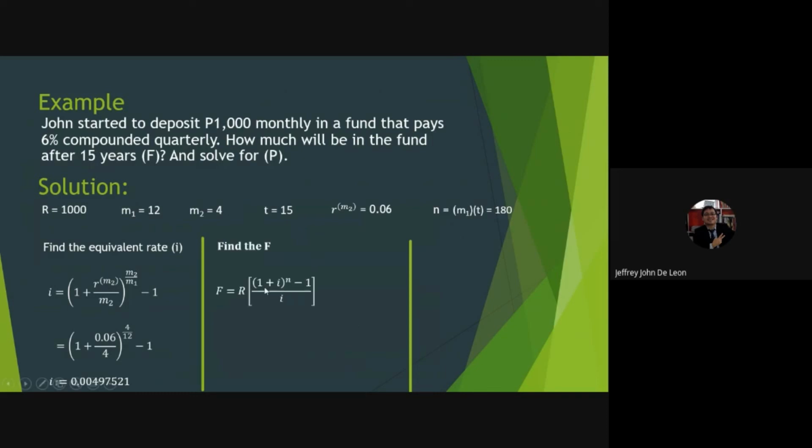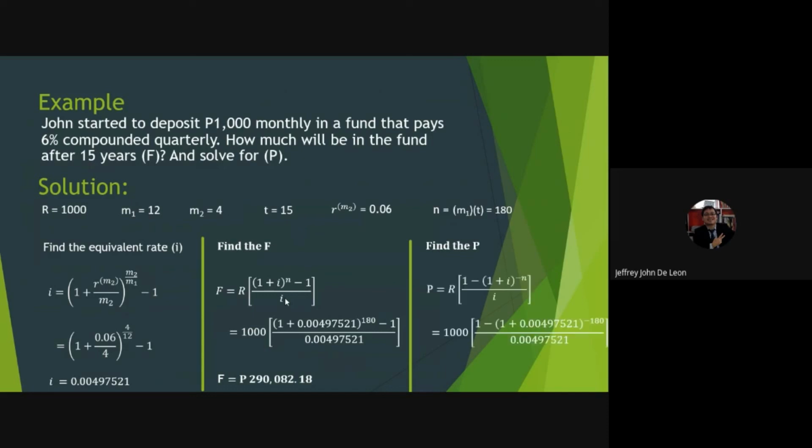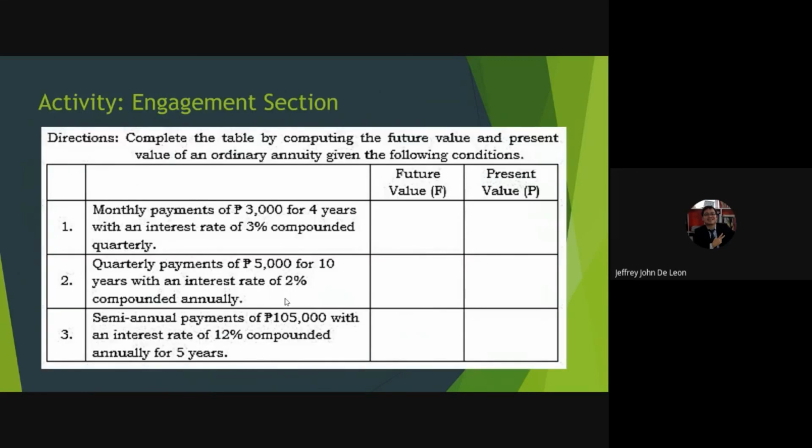Using that i to find the F, plug in the i here, R, and so on. You'll have the future value, 290,082.18 centavos. And to find the P, using this formula, plug in all the information. The P now is 118,729.52.